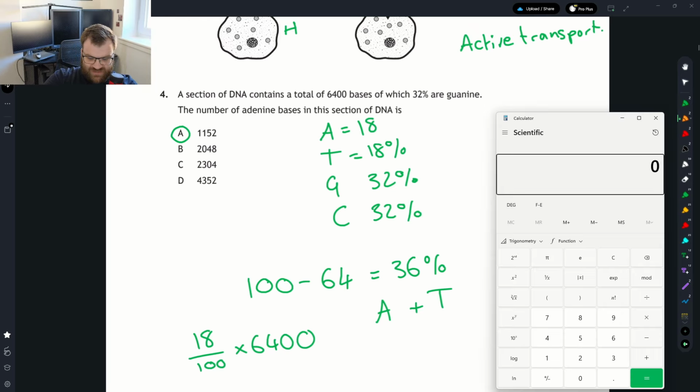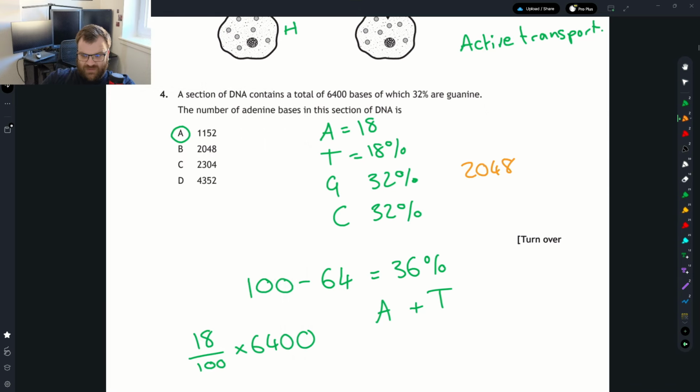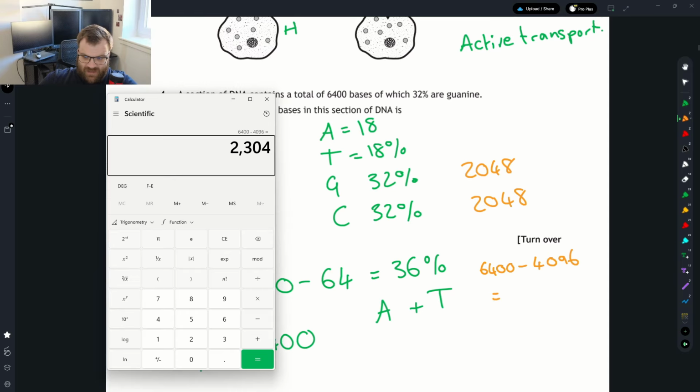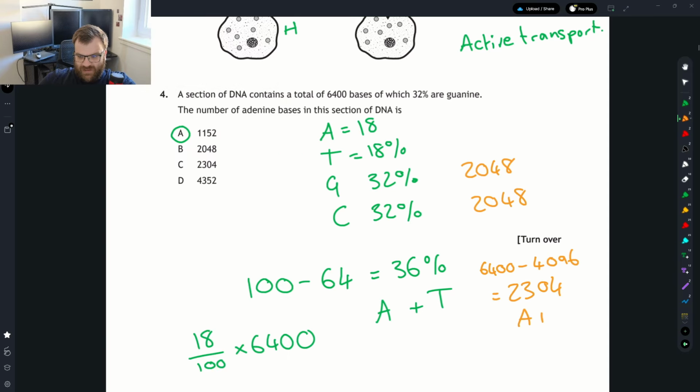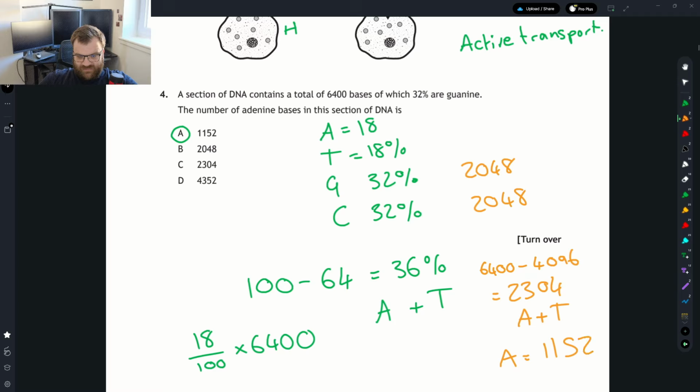Another approach you could do is you could deal with the 32% straight away. So if we find out what 32% of the 6400 is, this means that our G's and C's both have to be 2048. And then this time, if we do 6400, take away the 4096, that means that 2304 is the A plus T, and that means that A is going to be half of that, which should give us the same answer, 1152.